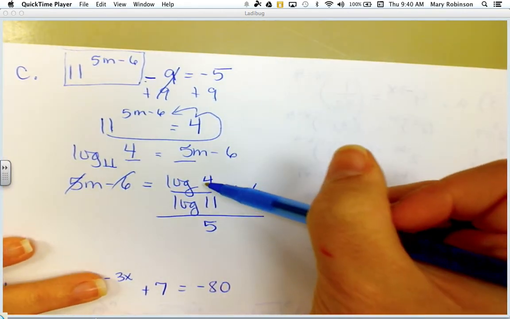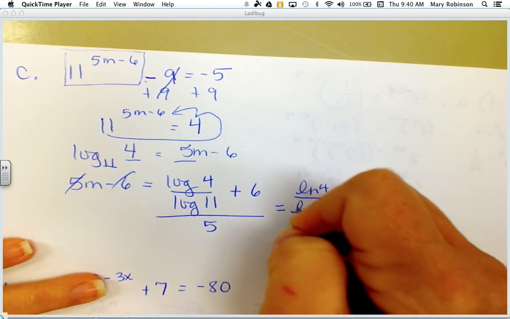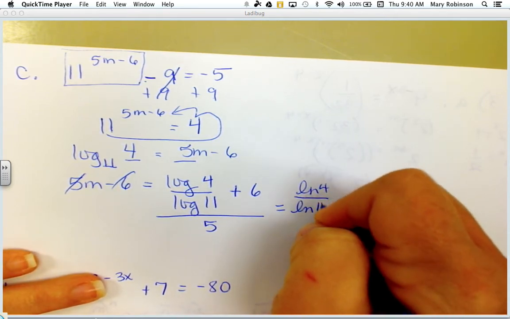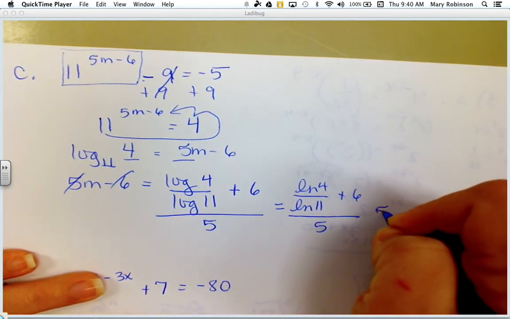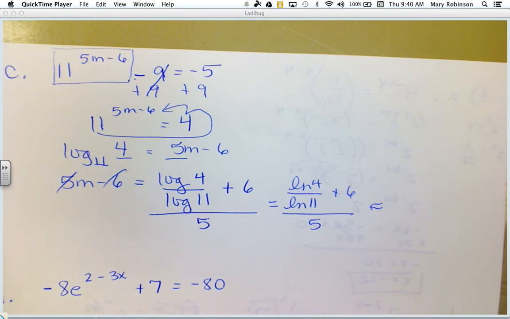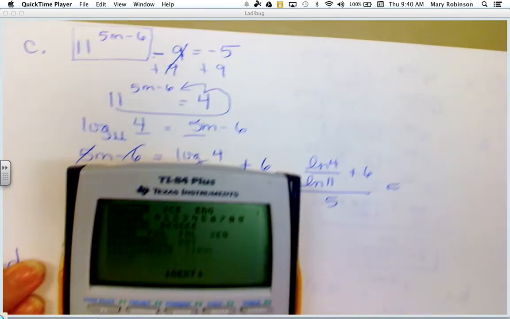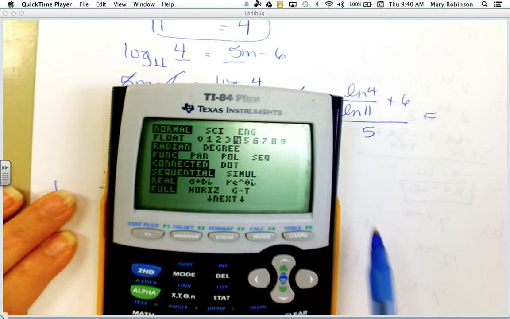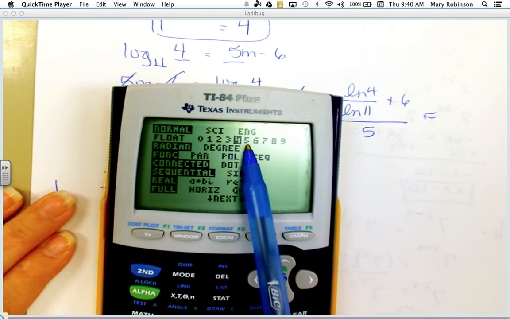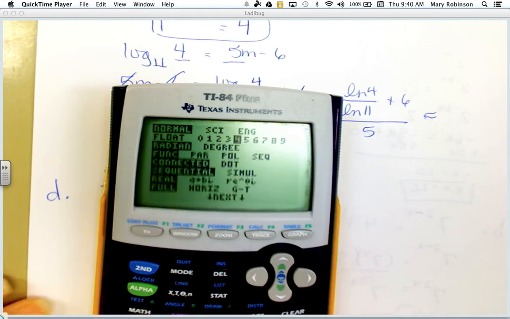However, when you see a ratio of logs, I also want you to include the possibility that this could be natural log of 4 divided by natural log of 11. And then, of course, I want you to express it as a decimal rounded to the 4th place. So if you need to, hit mode, change it from float to 4. I often have students that end up getting the answer wrong because they rounded incorrectly at the 10,000th place. So if you go ahead and set your calculator to round for you, you can avoid that mistake.